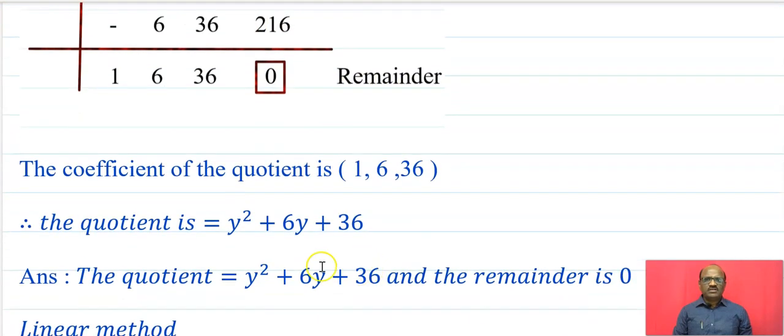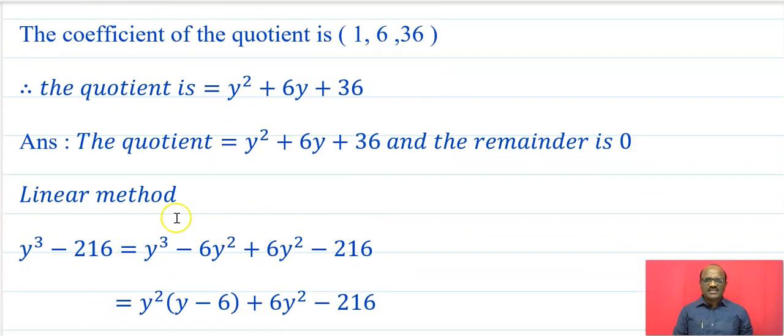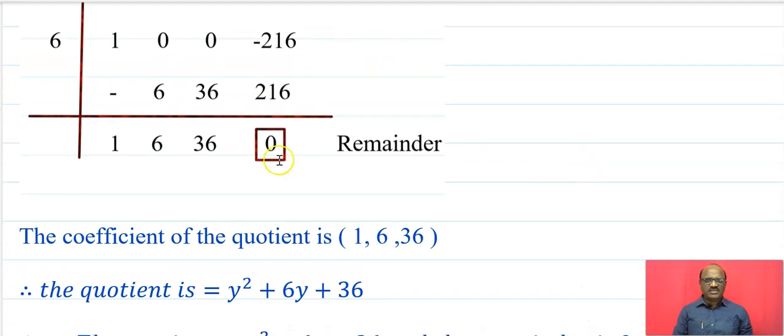Now what about the coefficients of the quotient? Coefficients of the quotient are 1, 6, 36. 3 coefficients are there, therefore the degree is 2, that is 3 minus 1 is 2. And the quotient is 1y², 6y plus 36. This is the quotient, that is y² plus 6y plus 36, and the remainder is 0.